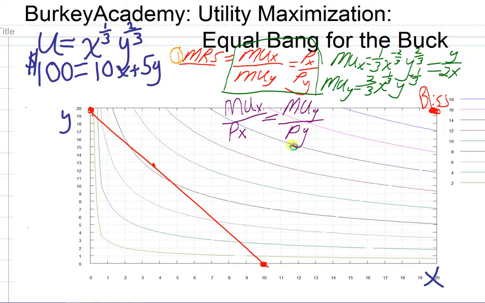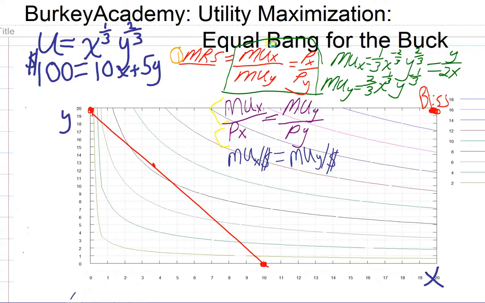And this is what we call the equal bang for the buck rule, because what it is telling us is that at the optimum, the additional utility that I got for the last X I purchased divided by its price, which we call that ratio here the marginal utility per dollar of X, is equal to the marginal utility of Y per dollar spent on Y. This is what we call the bang for the buck.